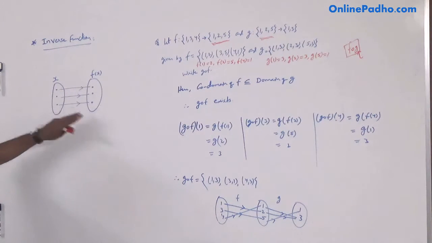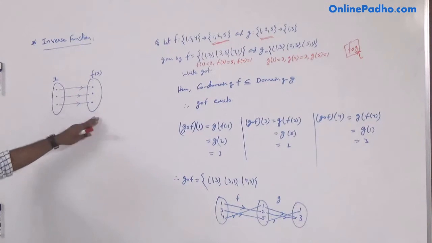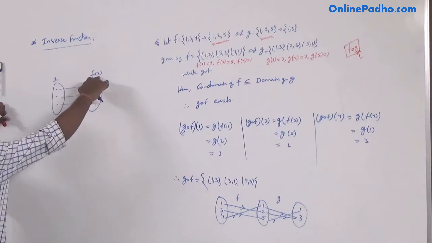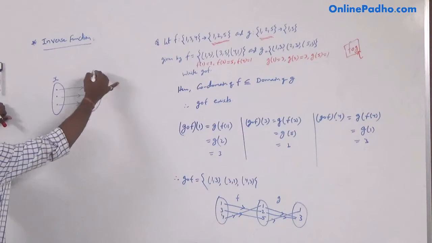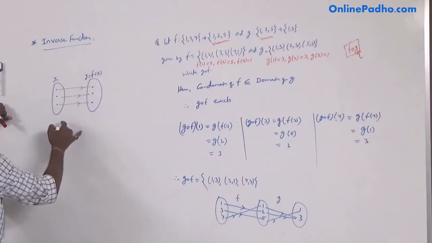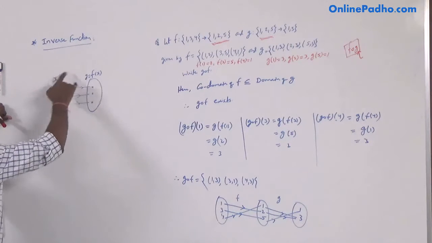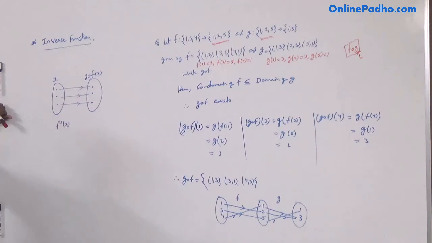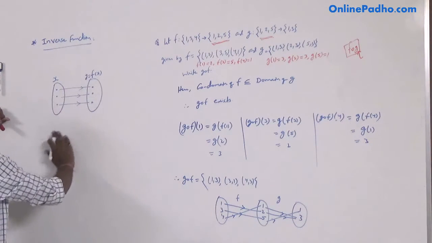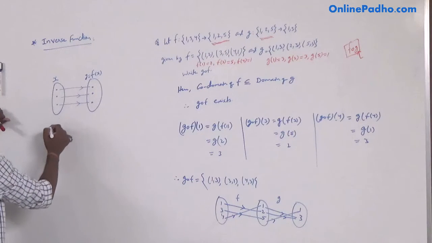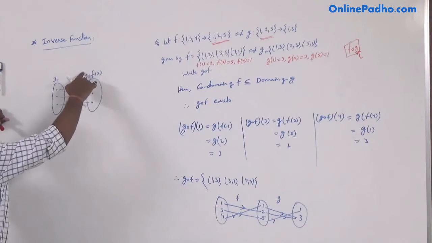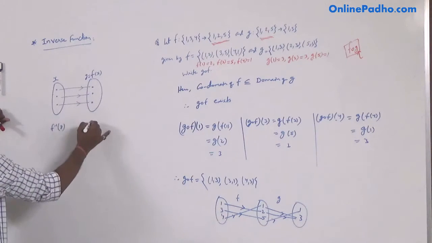What do we mean by f inverse x? Domain and codomain just interchange their places, because this one can be written as y. If you consider this function as y, what do we mean by inverse? We need to find x in terms of y. So f inverse y can be written as x, and this function is y.